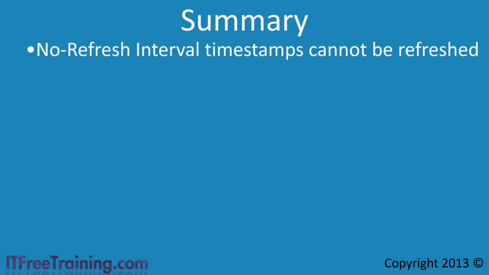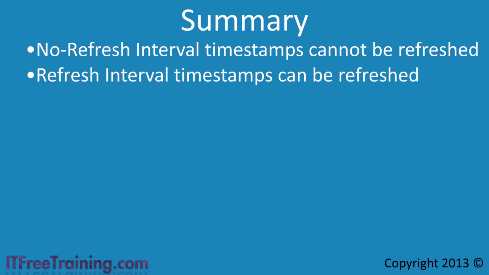The first point is that during the no refresh interval, the timestamp for the record cannot be updated or refreshed by itself. If other information in the DNS record was changed, for example, if the IP address of the client were to change, the DNS record can be updated. The refresh interval timestamp is when the timestamp can be updated and does not require anything else to be changed.